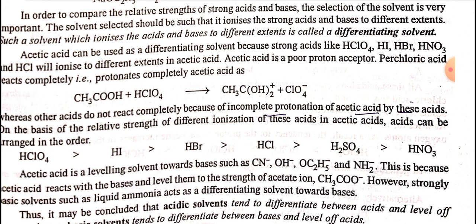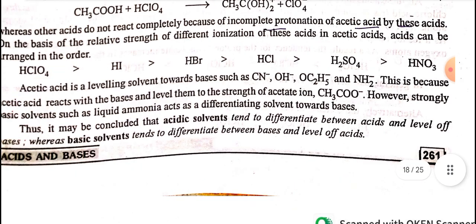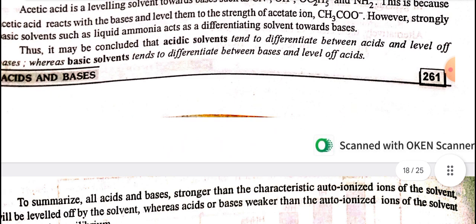Acetic acid is a leveling solvent towards bases such as cyanide, hydroxyl, ethoxide, and amide. This is because acetic acid reacts with the bases and levels them to the strength of acetate ion. However, strongly basic solvents such as liquid ammonia act as differentiating solvents towards bases. Thus, it may be concluded that acidic solvents tend to differentiate between acids and level bases, whereas basic solvents tend to differentiate between bases and level acids.